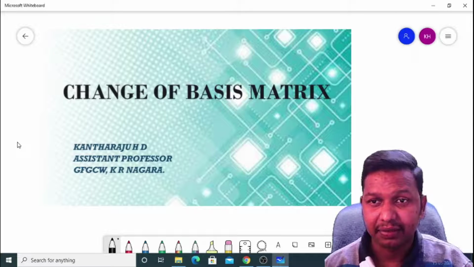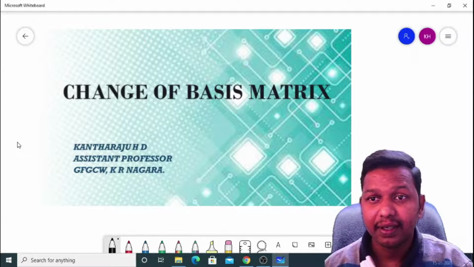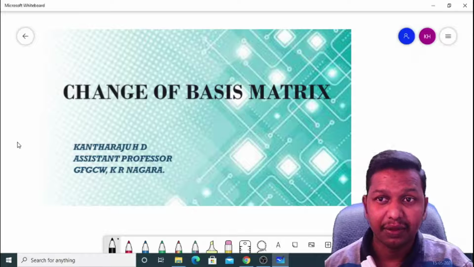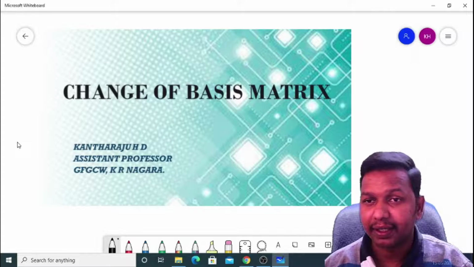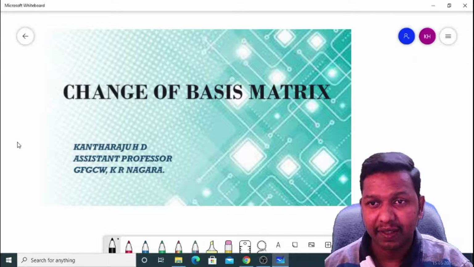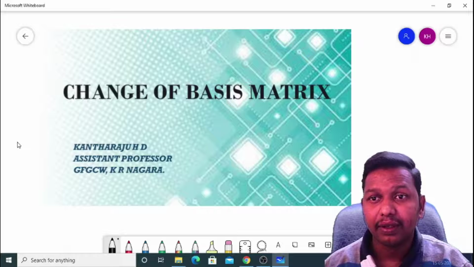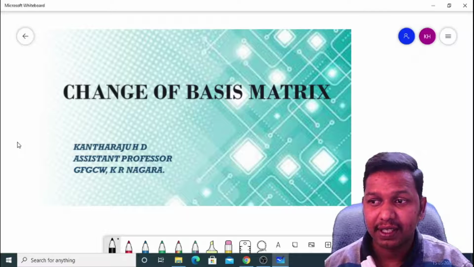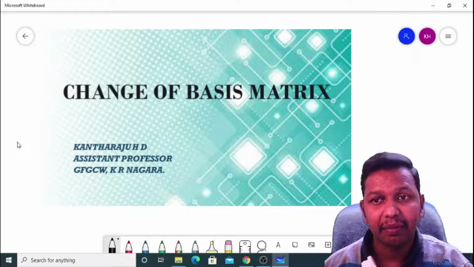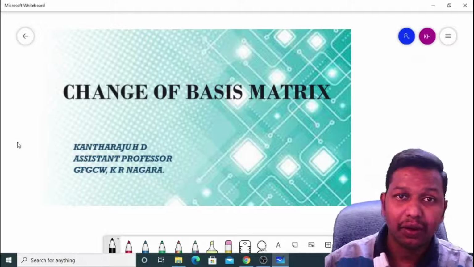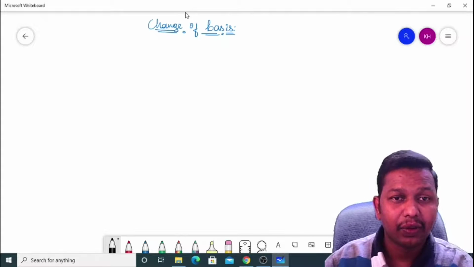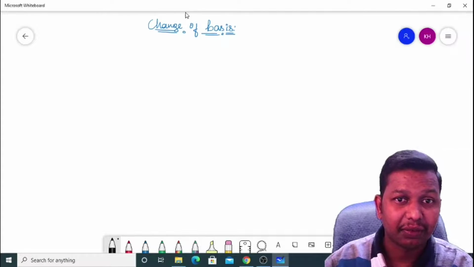In this session, we are going to discuss a matrix related to linear transformation, under that change of basis matrix. Change of basis matrix. So let's see what is meant by change of basis matrix.